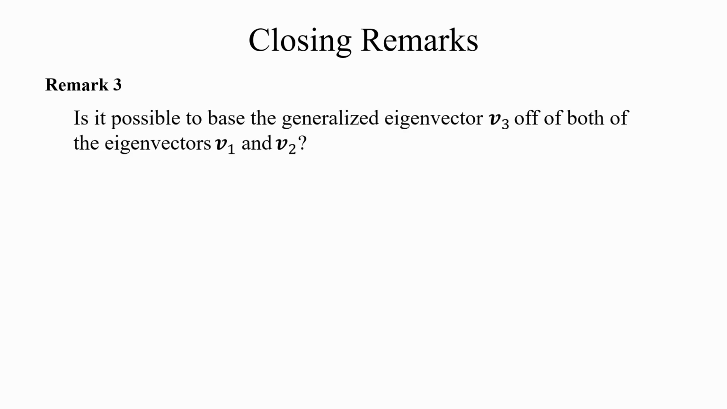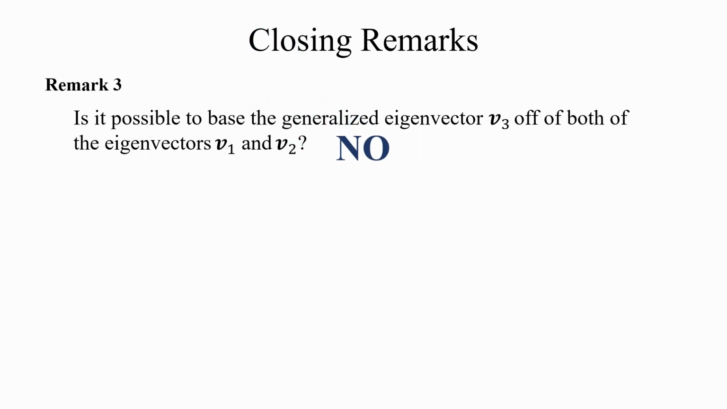And for my last remark, it answers a question which I have been asked a lot when I've been a TA for a class where you talk about generalized eigenvectors. The question is, is it possible to base the generalized eigenvector v3 off of both the eigenvectors v1 and v2? Because there is a choice: when you find v3, do you base it off of v1 or v2? We chose v1 such that you can base v3 off of it. I could have labeled v1 as v2. But the question is, could you do it for both?